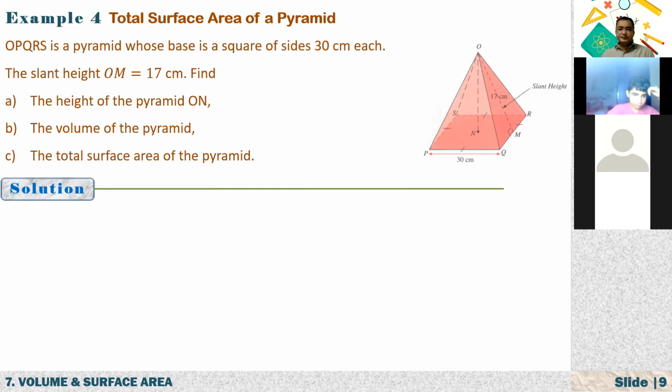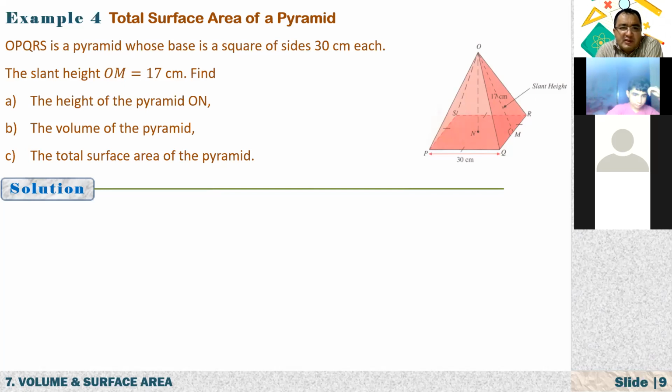Thank you very much. So here we are given a beautiful pyramid. I don't know, pyramids are really beautiful. Actually, all geometry shapes, for me, they look so beautiful, so nice.